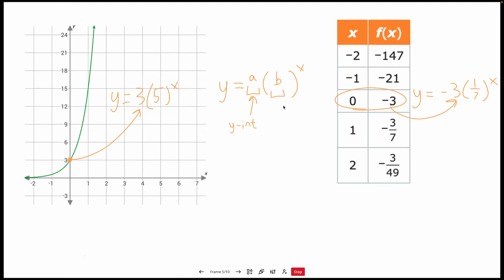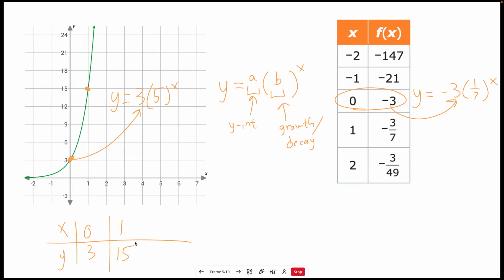Now b is definitely the hardest number to figure out, okay? What we call it is the growth or decay rate, all right? And the way that you calculate it, the easiest way to calculate it is to make a table like this. So let's find some points on the graph. Let's use the y-intercept. So x and y would be 0, 3, cool. And we need another point. And let's use 1, 15.